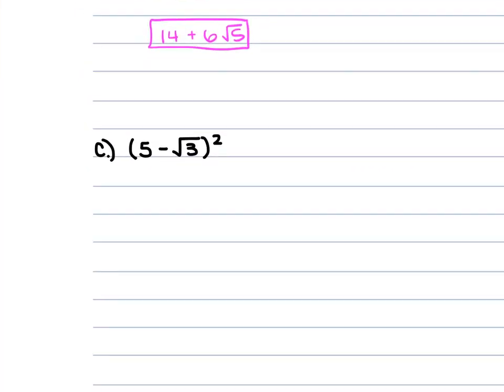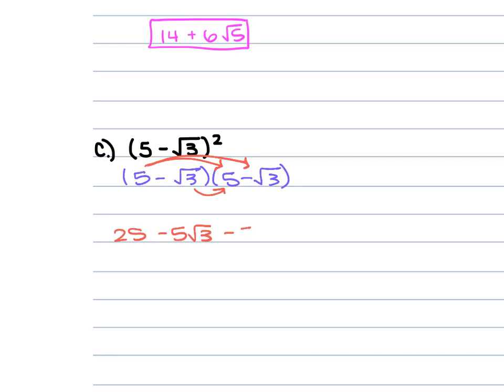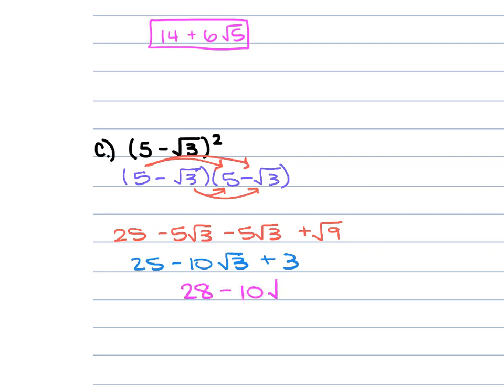For C, we have 5 minus the square root of 3, squared. So I'm going to just rewrite this and FOIL. 5 times 5 is 25. 5 times the negative square root of 3 is negative 5 square root 3. Negative square root of 3 times 5 is negative 5 square root 3. And negative square root of 3 times negative square root of 3 is a positive square root 9. I simplify: 25 minus 10 square root 3 plus 3. The 25 plus 3 is 28 minus 10 square root 3.